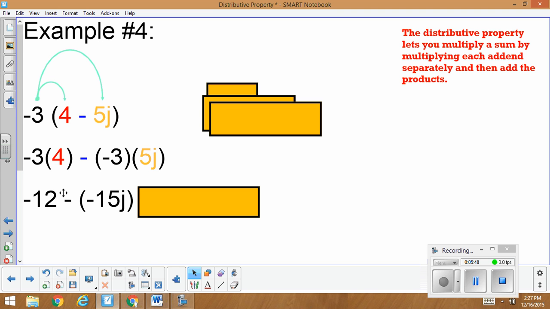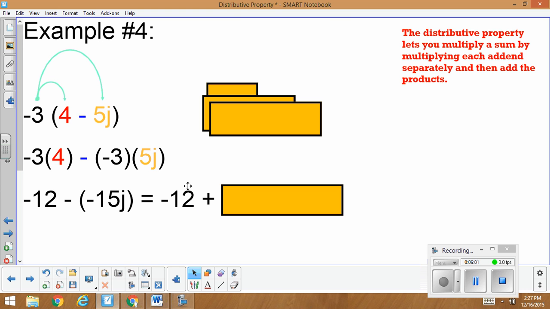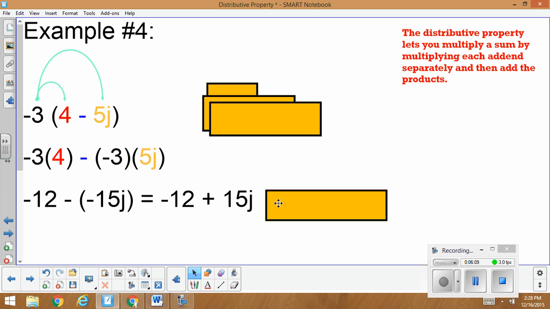Now I'm going to take this minus and apply the add the opposite rule. So it becomes -12. This first minus, I'm going to change to plus. So if I make this plus, I'm going to make this -15j its opposite, so 15j. For this example, I do want you to rewrite, so this is the solution I am looking for.